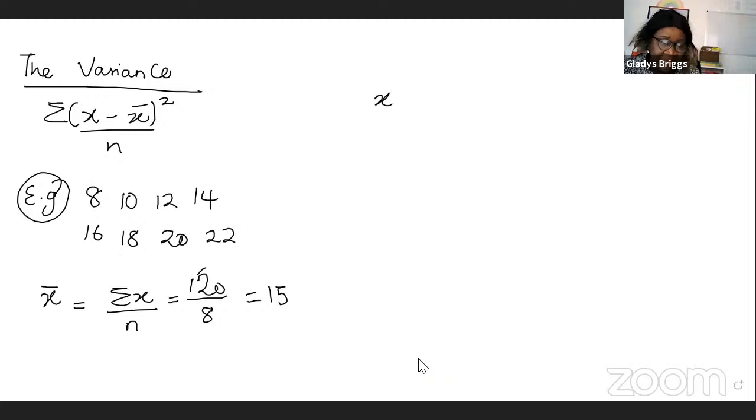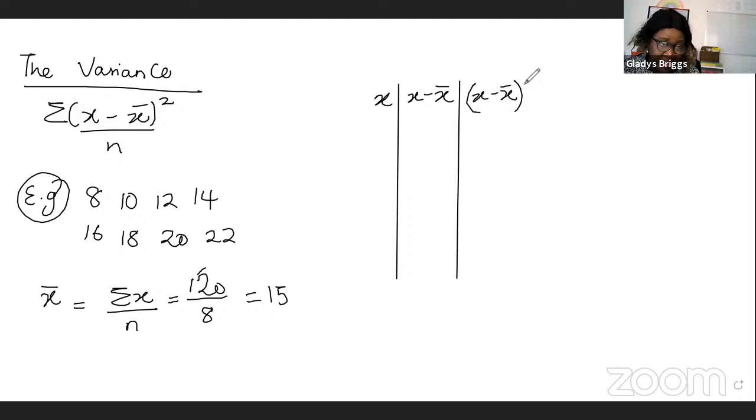I always try to draw a line, but I'm never able to. Then you do x minus x bar. Then you do x minus x bar squared, okay? Now I tried to do it again and I couldn't do it. I'm so bad at drawing lines on this thing. That's weird.